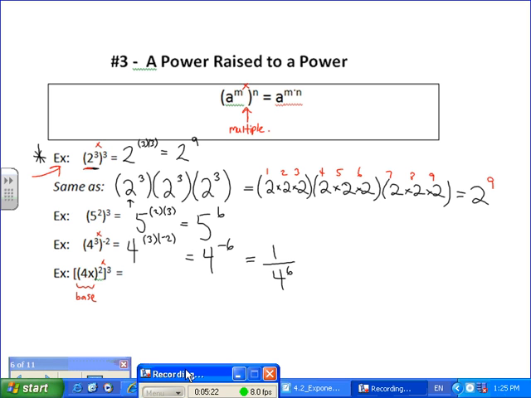So we're going to keep our base the same, keep it in brackets, 4x. And on the outside here, I have 2 times 3. Well, 2 times 3 is 6. So I get (4x) exponent 6. And for now, we're going to leave our answer just like that. Let's not worry about how we go any further. We're just going to stop there. Okay, so this is a power raised to a power. That's our third exponent law.